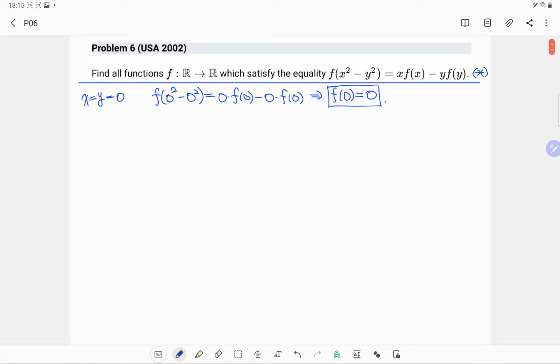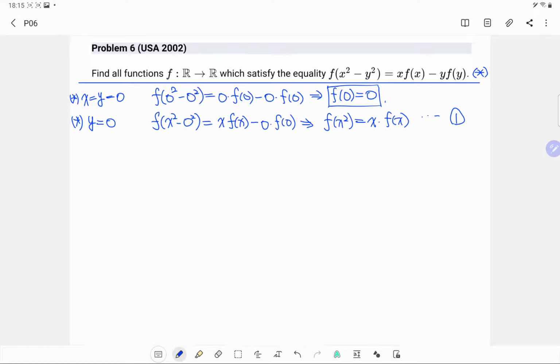Next, from the original equation we substitute y equals 0. So on the left side we have f of x squared minus 0 squared equals x times f of x minus 0 times f of 0. So it becomes f of x squared equals x times f of x. We may call this one equation 1.